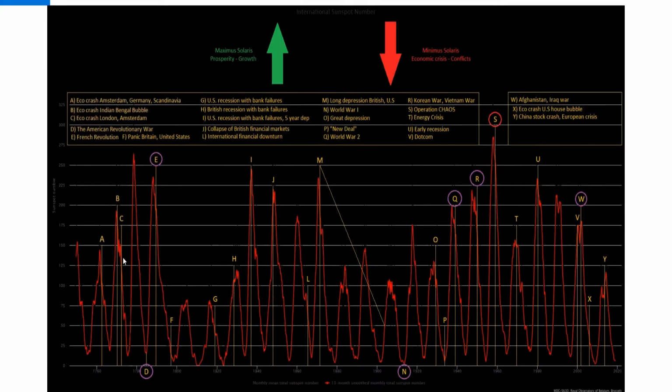And here on C, as you guys can see, this one was following the Minimus Solaris. Okay, so this was a twice big event on Minimus Solaris, which was the London and Amsterdam economic crash. Okay, and then we had the big run for the next cycle, and here in the bottom we had the American Revolutionary War, okay, and right after, at the beginning of the Minimus Solaris, we had the French Revolution, okay. So why did we have one here and another one here? So we had one in the Maximus period and one in the Minimus period, okay.